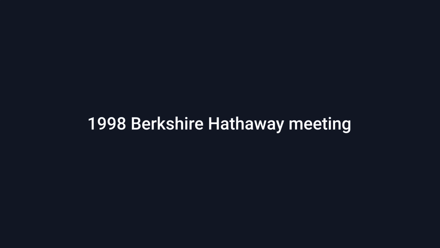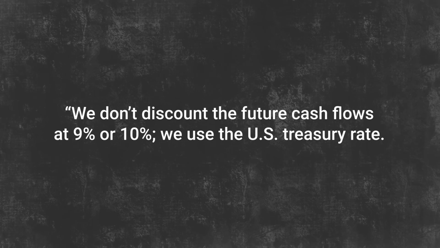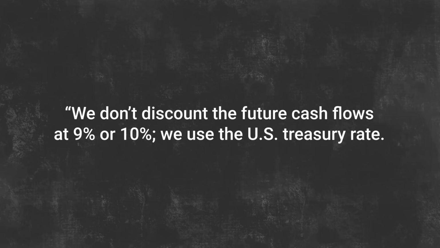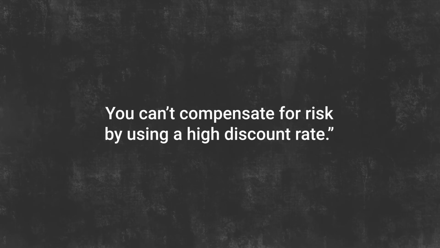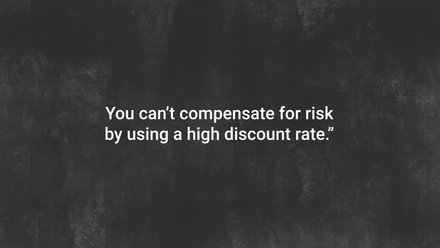However, before I delve more deeply into my views on the subject, I offer some additional Warren Buffett insights on his views of the proper discount rate, especially when you're using discounted cash flow analysis. And this is a quote. At the 1998 Berkshire Hathaway meeting, Buffett said, "We don't discount the future cash flows at 9% or 10%. We use the U.S. Treasury rate. We try to deal with things about which we are quite certain. You can't compensate for risk by using a high discount rate."